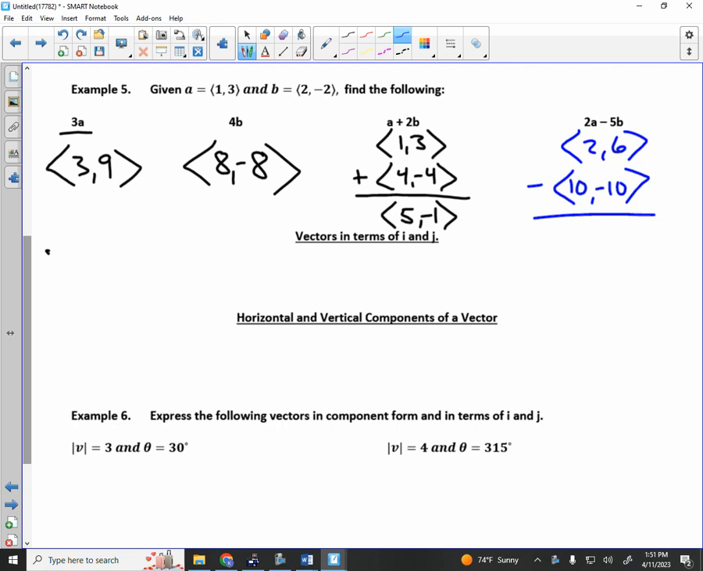As I subtract those, 2 minus 10 is negative 8, and 6 minus negative 10 is positive 16. I've got negative 8, positive 16. Good? Told you it wasn't tough.